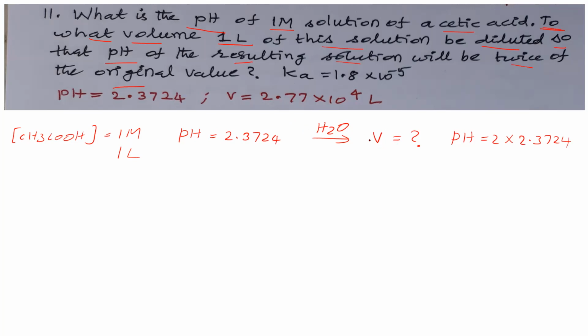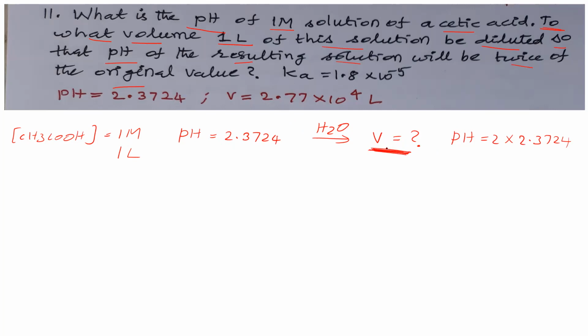We get a certain volume of resultant solution. For this solution the pH is double of this one. So what is the volume of this solution? That we have to find.